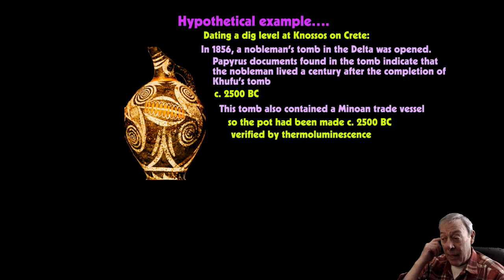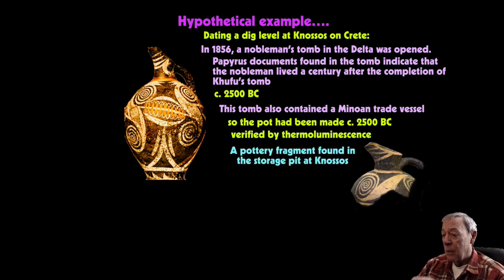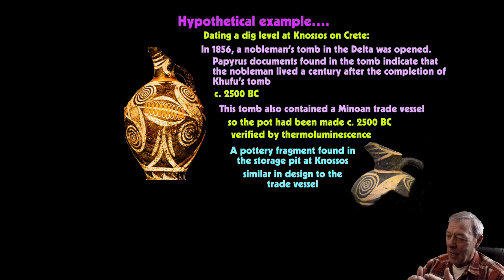Now let's say that at Knossos, a fragment of pot was found in that storage pit where those other pots were, and it looked like this. Now that's not the case, but let's say that it was. Okay. Well, obviously the design is so similar to the design that was found in the nobleman's tomb that it had to be created at the same time.